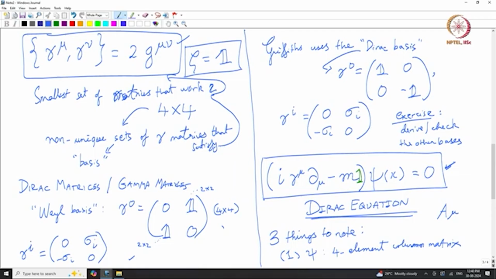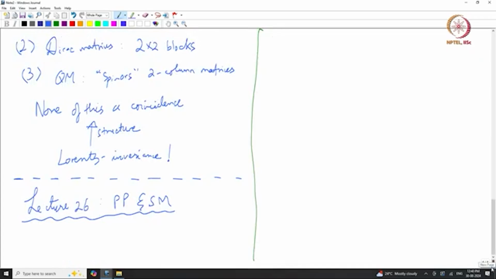Good. And then this is where we realized that the psi field should be written as a 4 element column matrix, because the smallest set of gamma matrices that work to satisfy these conditions are 4 by 4. So since I am hitting it with the gamma matrix, I need it to be a 4 element column matrix. And then I promised you that certain structures that we see here, like the fact that they break up into 2 by 2 blocks and remind you of quantum mechanics spinors, all come from Lorentz invariance, right.